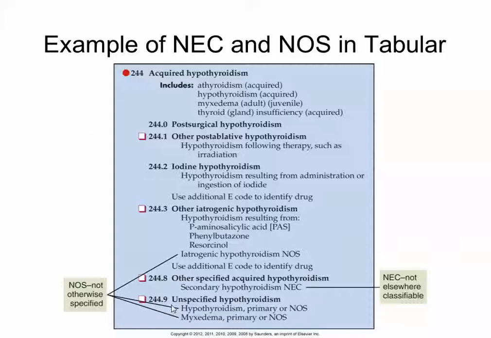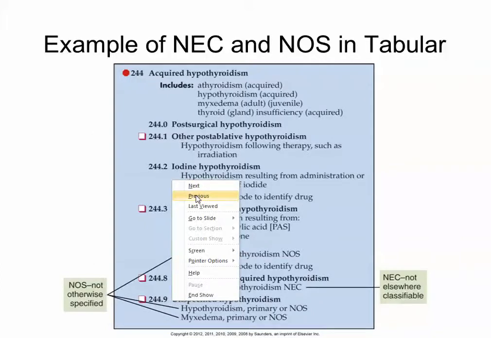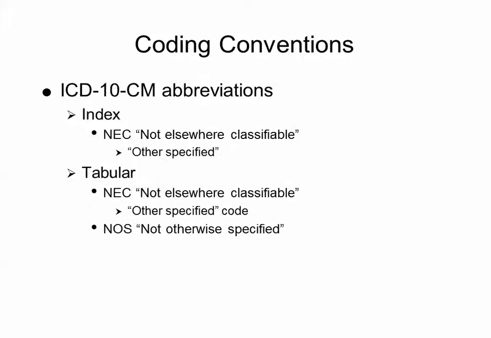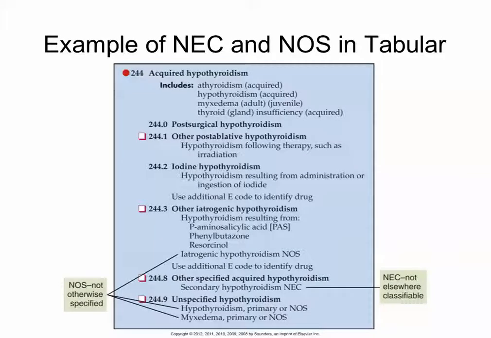Now, I do want you to notice, remember we said back here that unspecified, or NOS, usually has a fourth digit of 9 or 0. Usually is the key word. So let's go back, because if we look, we have a 244.3 and our fourth digit is 3, and we do have an NOS there. So don't get hung up on, oh my gosh, it's NOS, but it's not a fourth digit of 9 or a fifth digit of 0.